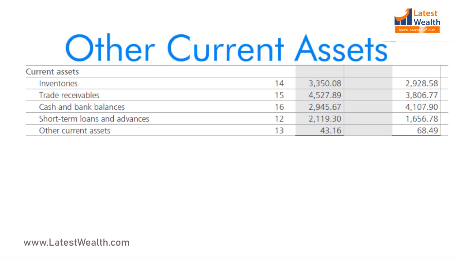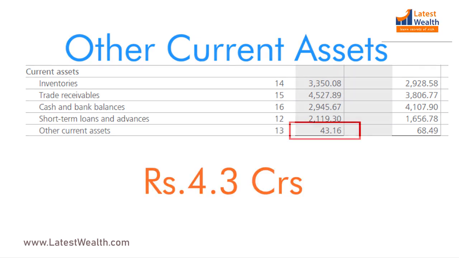The last line item on the asset side is, in fact, balance sheet itself. This is the other current assets which are not considered important, hence termed as other. This stands at 4.3 crores.